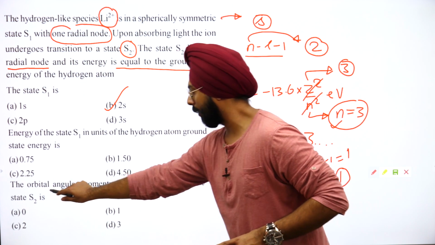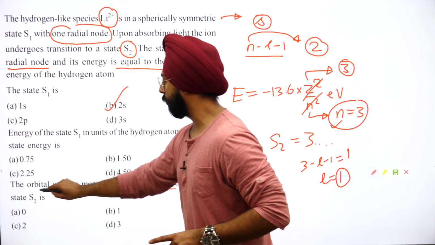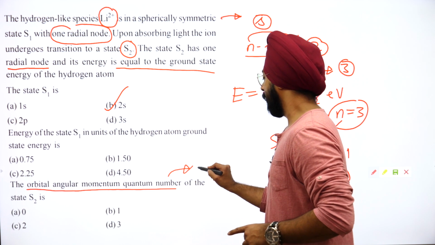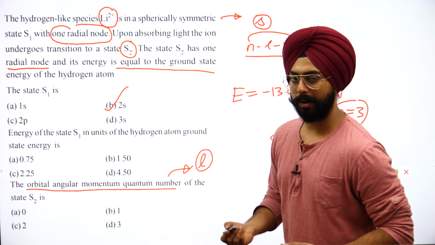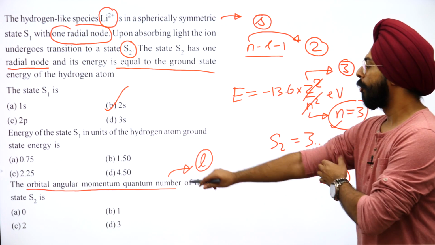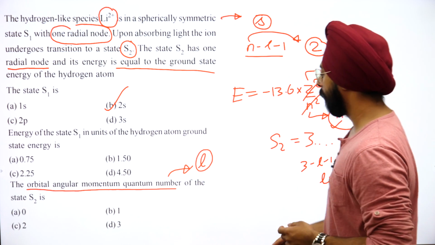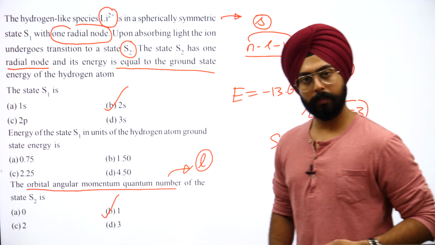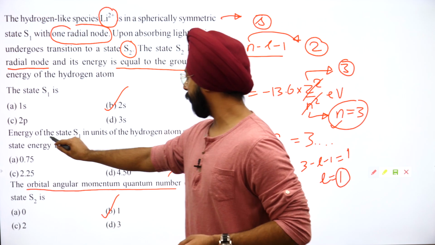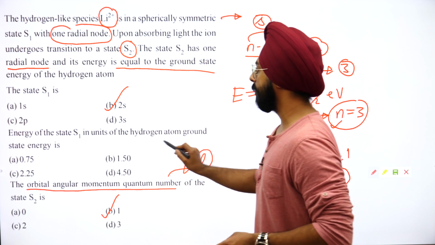That's the last question. The orbital angular momentum quantum number, this big name that is given, this is nothing but the azimuthal quantum number. This is just one fancy way of writing it out. So what's the azimuthal quantum number? 1. Now the second question says the energy of the state S1 in units of the hydrogen atom ground state energy is.